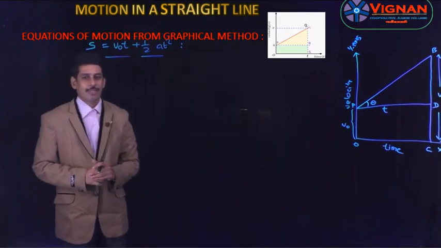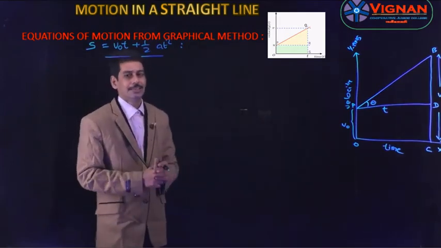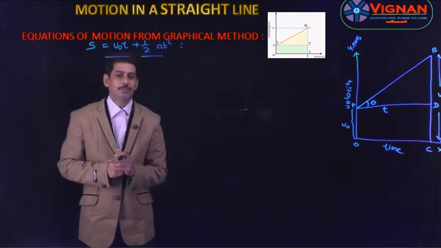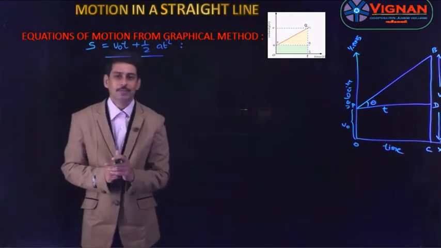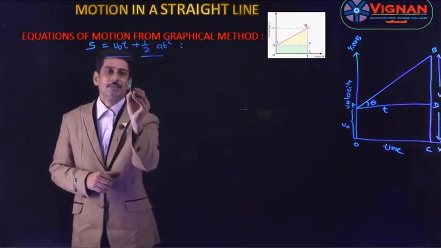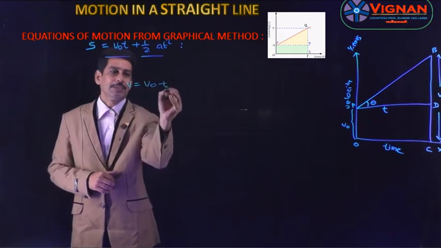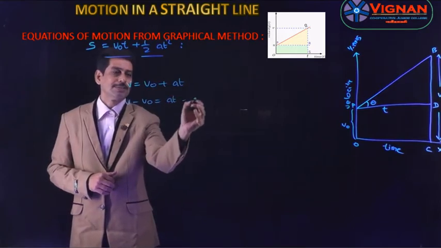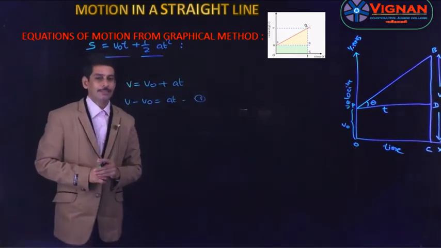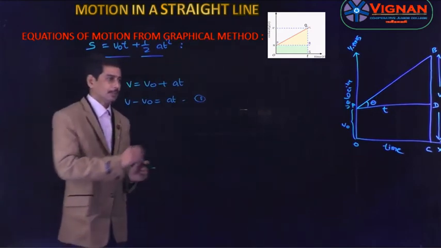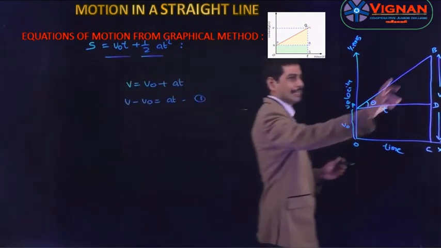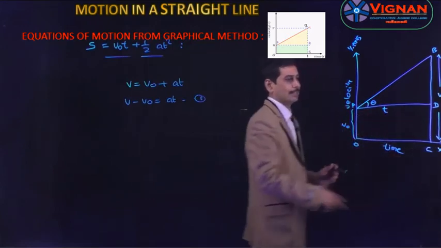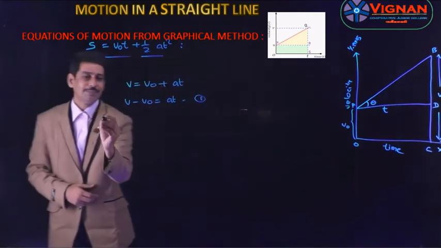In the first equation derivation we found the slope of the graph, and the slope of the graph gives the acceleration. From that we get V is equal to V naught plus AT, and from this equation V minus V naught is equal to AT. This is equation 1. Now let us find the area of the graph. There are two shapes: the first is triangle ABD, and the second is rectangle OABC. Let us find the area of the triangle.